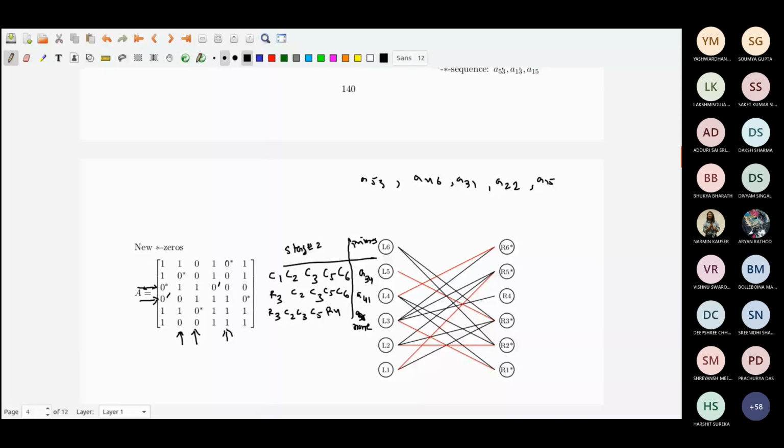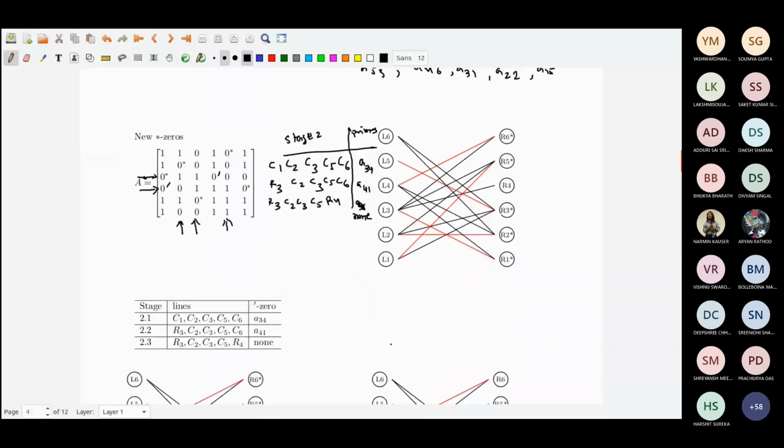So essentially what will happen, you will get L3 star, L4 star, and then on the right hand side you will get R2 star, R3 star, and C5 star.